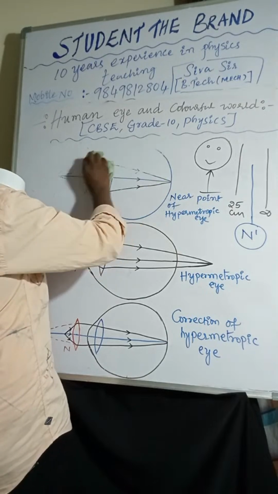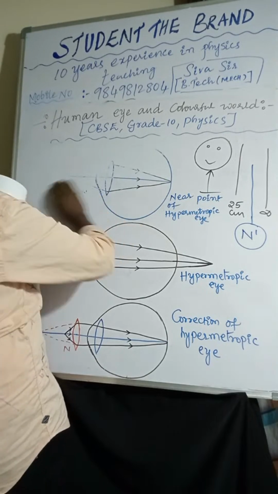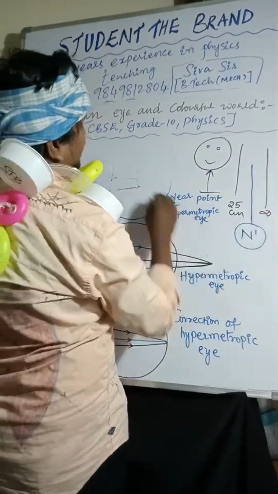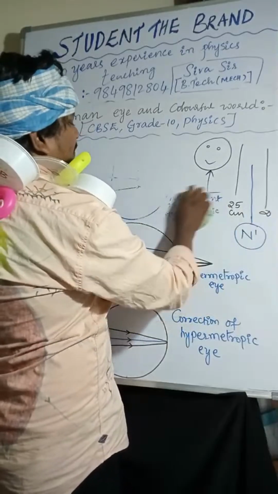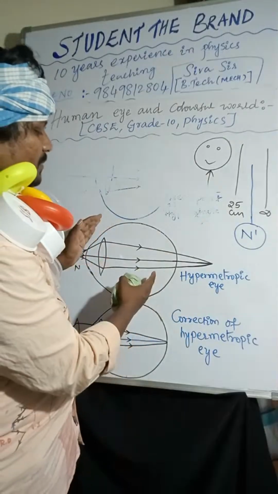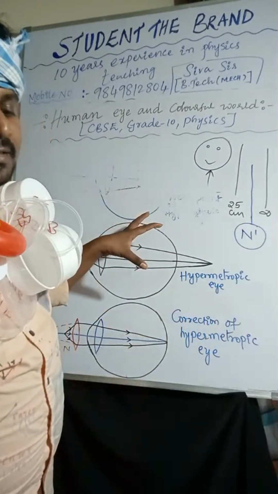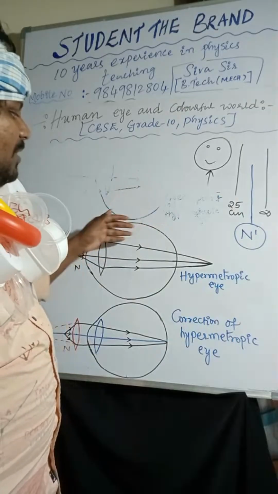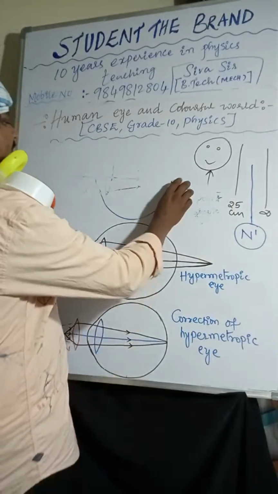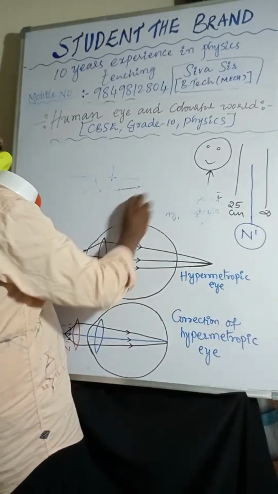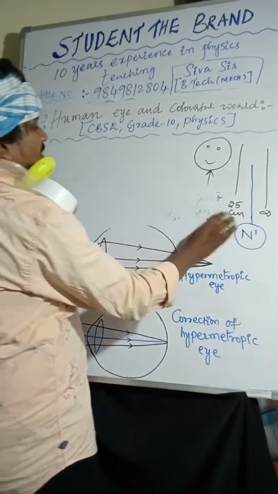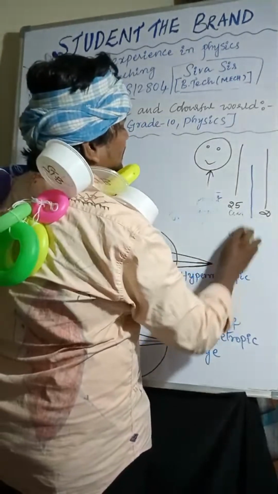So that is about hypermetropia. We can see far distance, we can't see the near distance. Somewhere between infinity and 25 we can see. That's the near point of the hypermetropic eye. The eyeball becomes small and the focal length increases. Those are the causes of hypermetropia. The eyeball is small, the focal length is large, so we can't see. For the correction, we are using a convex lens.